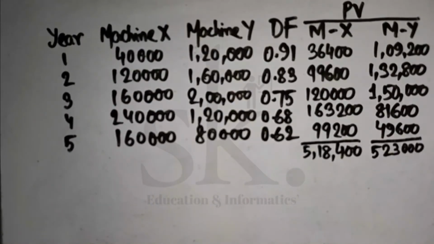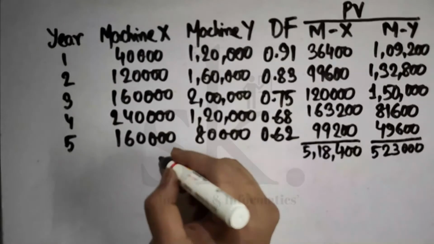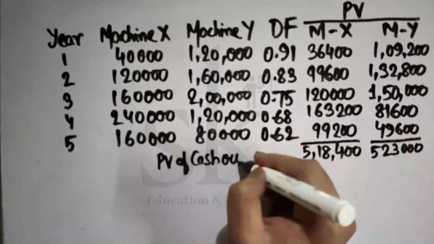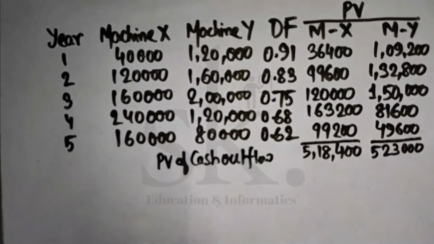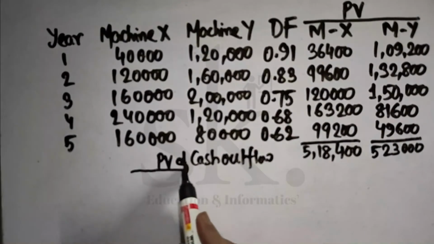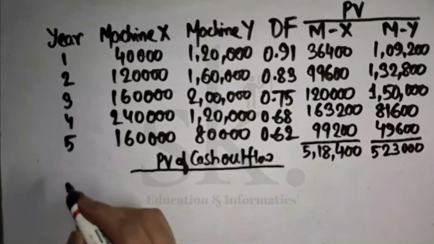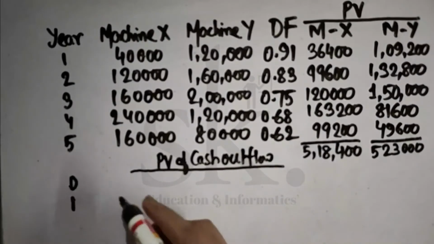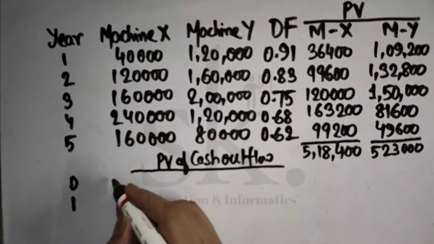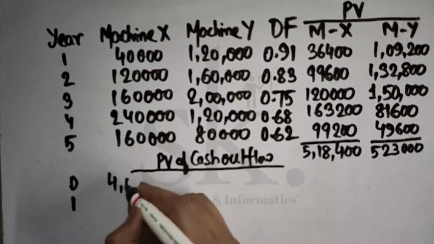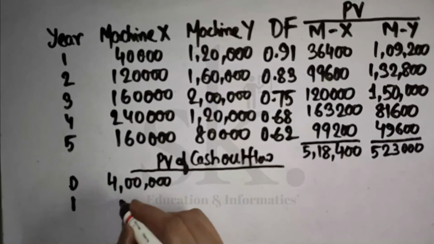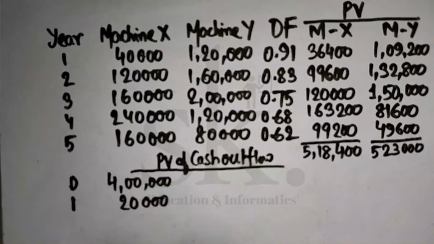Now we also require to calculate the present value of cash outflow, because it's not only in the 0th year that the investment has been done. Investment has also happened after the first year. So we take the 0th year and year 1 as the investment. For the 0th year, the investment amount is 4 lakhs. And for the first year, the investment amount for working capital purpose was rupees 20,000. So this information has been given.